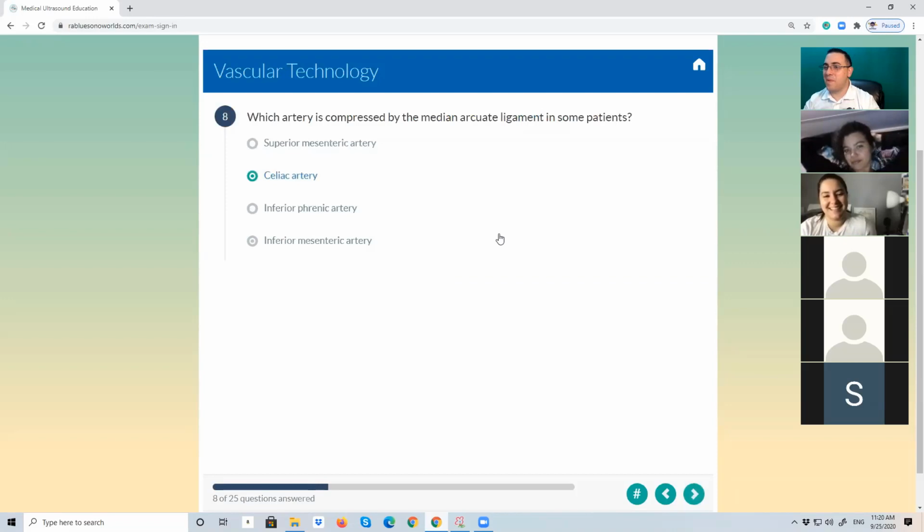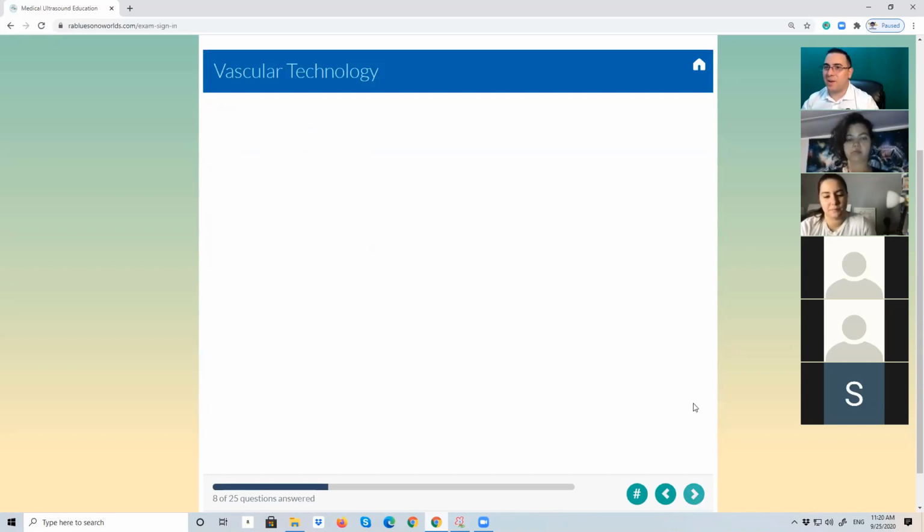That's good to know. And remember, it has to be in expiration. Say that again. Expiration. That's the one. Very cool. It's in expiration because remember, the diaphragm is just going to go up and it's going to pull up the celiac trunk. Very good. Nice. All right, so let's go to the next one.